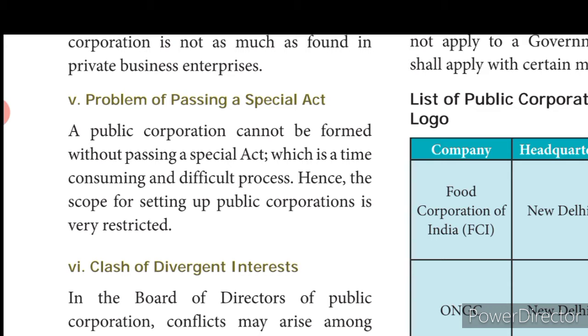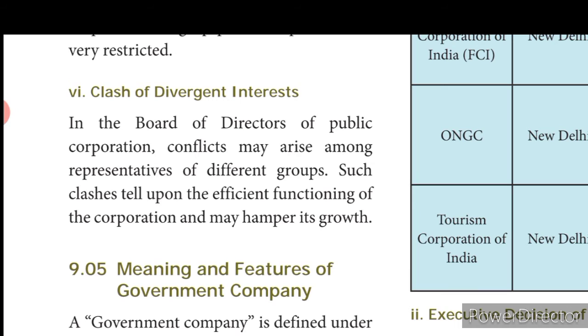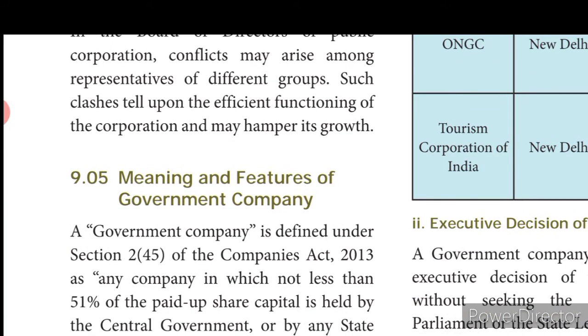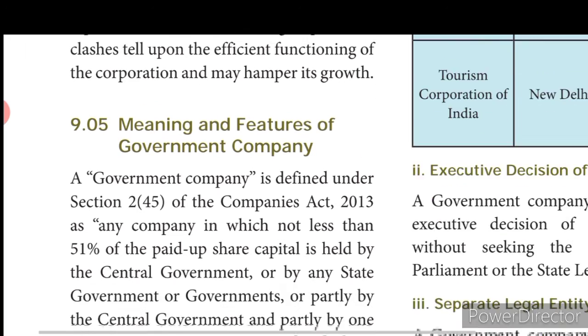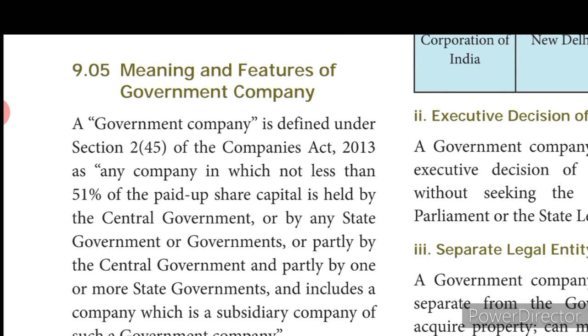The next one is clash of divergent interest. What is that? In the board of directors of a public corporation, conflicts may arise among representatives of different groups. Such clashes tell upon the efficient functioning of the corporation and may hamper its growth. They will hurt themselves, and this will actually affect the growth also. Now the next topic that we have is the government company.